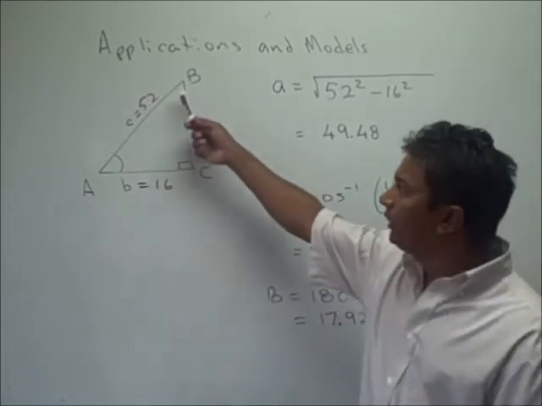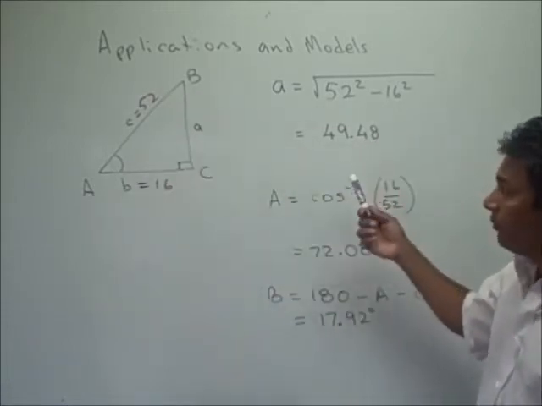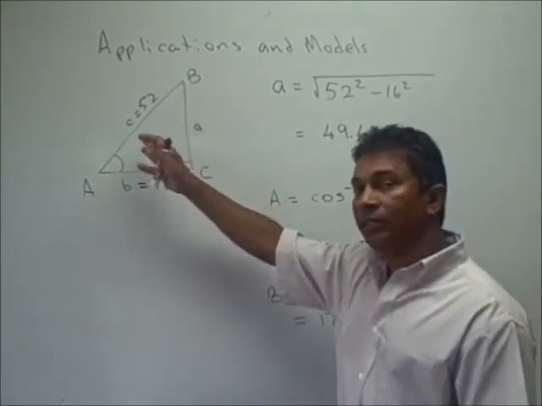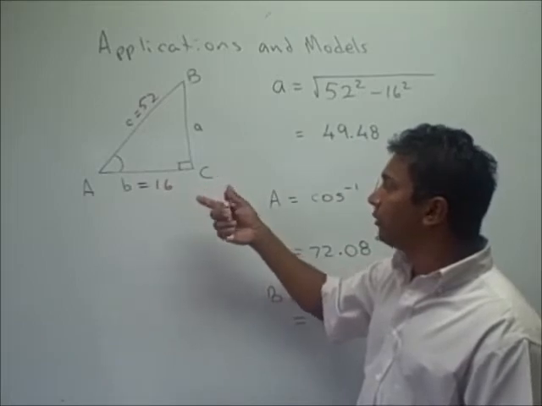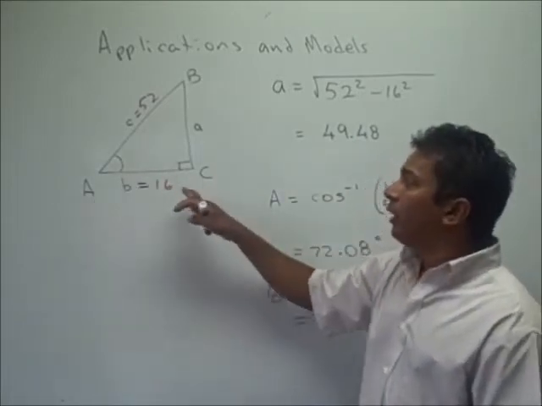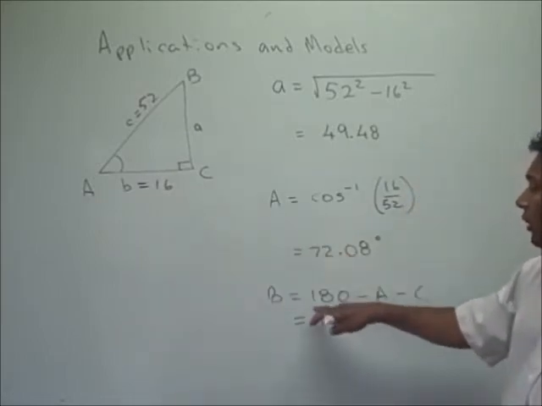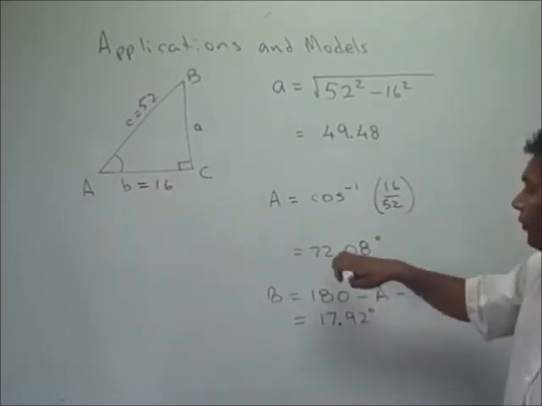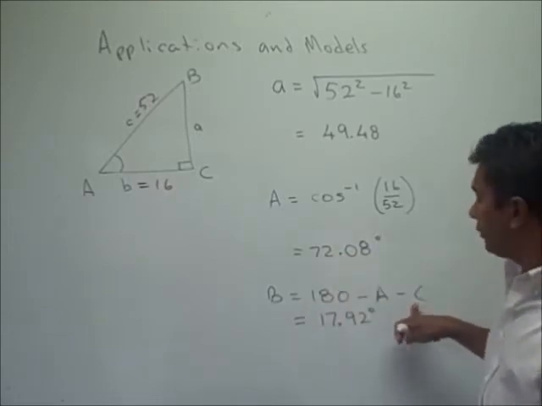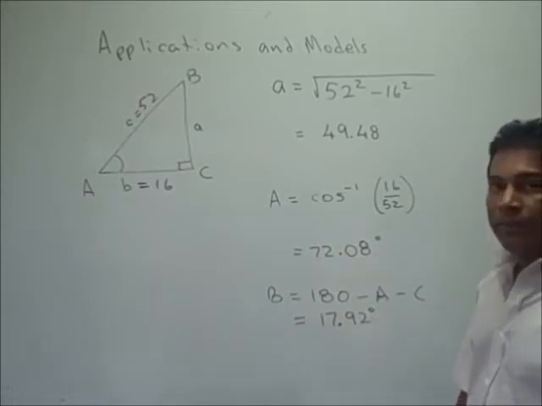To find angle B, we could use our trig functions again, but it would be simpler since we know that within a triangle, all three angles add up to be 180 degrees. So if we subtract angle A and angle C, which is 90 degrees, we can find angle B. So it's 180 minus angle A, which is 72.08, minus angle C, which is 90 degrees, gives us angle B, which is 17.92 degrees.